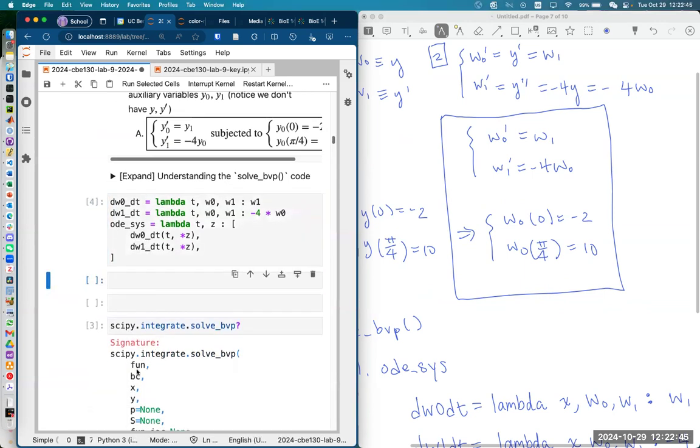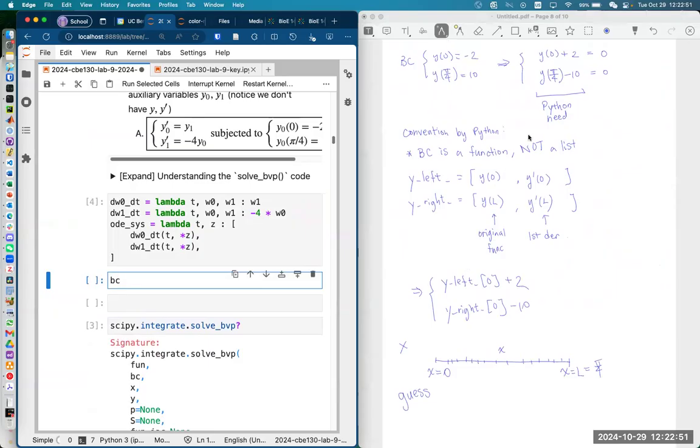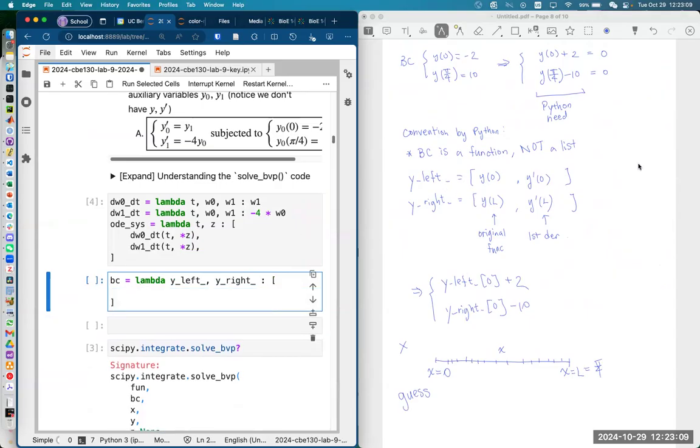Okay, so we have defined the function. Now we need to define the boundary conditions. So the boundary conditions, again, we'll need to translate it into these y left and y right. And the boundary condition must be a lambda function, taking in y left as a list, and then y right also as a list. And it returns a list of 2 boundary conditions.